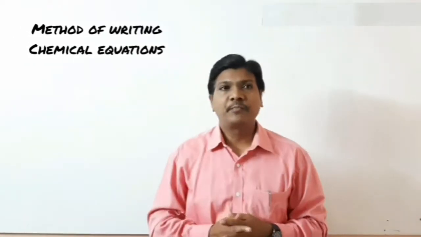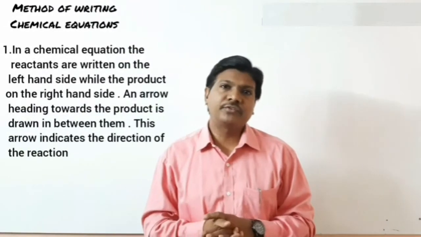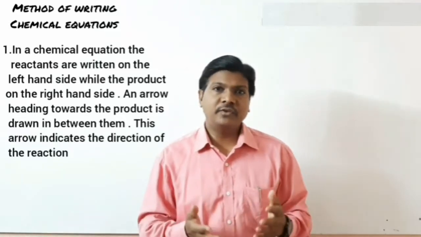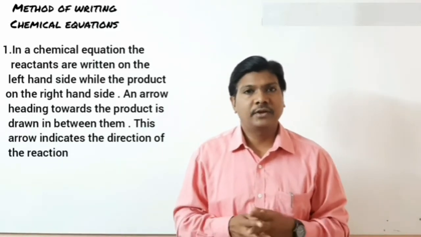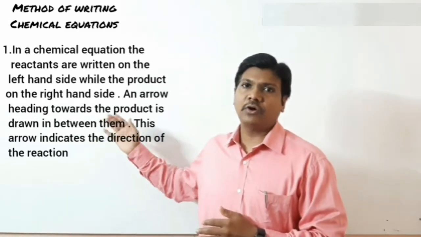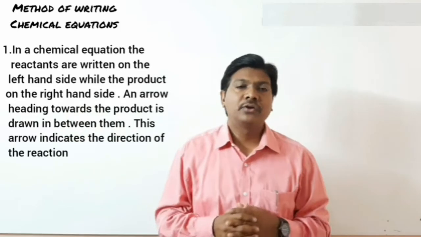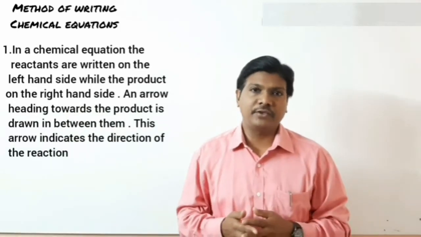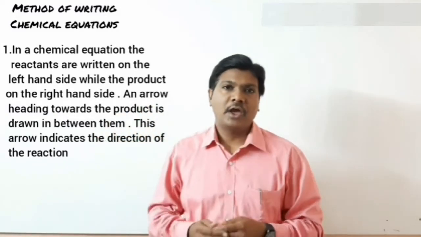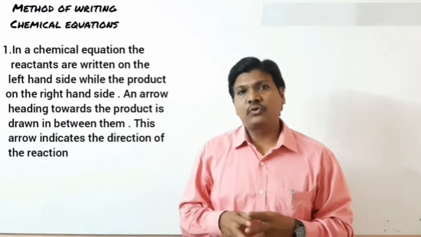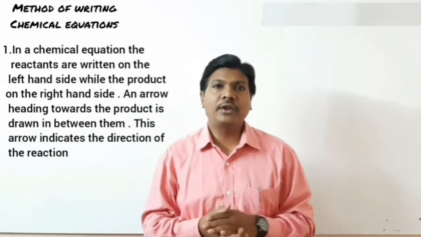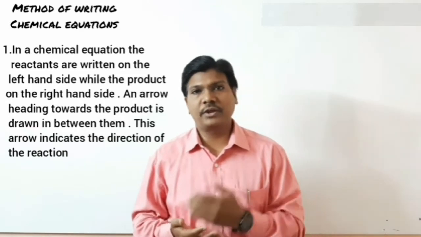So first point, in a chemical equation, the reactants are the substances which take part in the chemical reaction. Reactants are written on the left hand side, while the products, the new substances that form, we write on the right hand side. An arrow heading towards the product is drawn in between them. This arrow indicates the direction of the reaction.